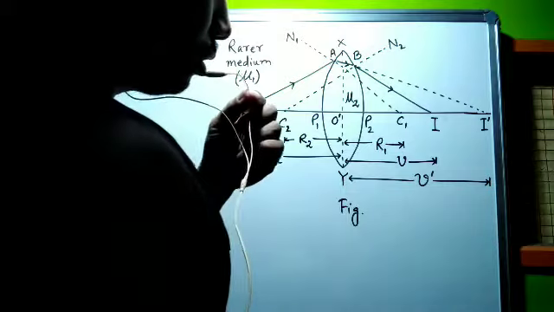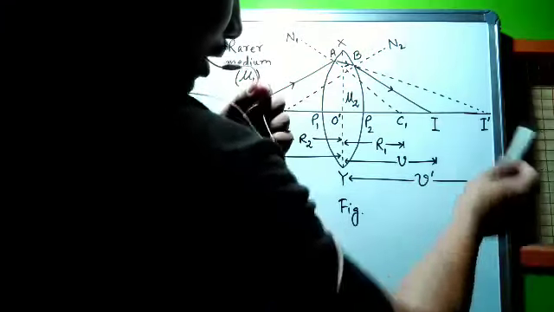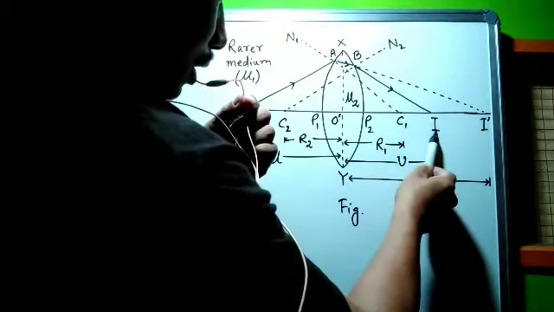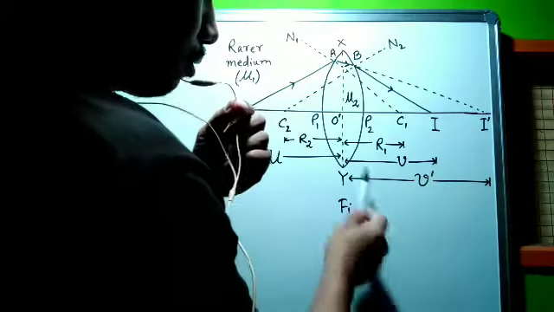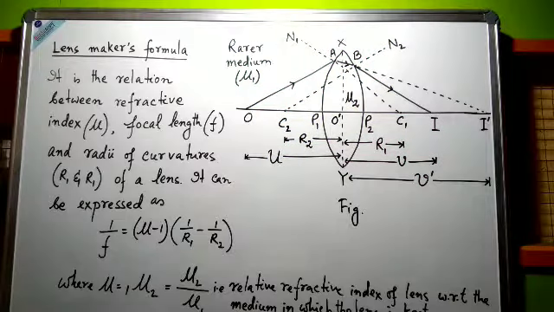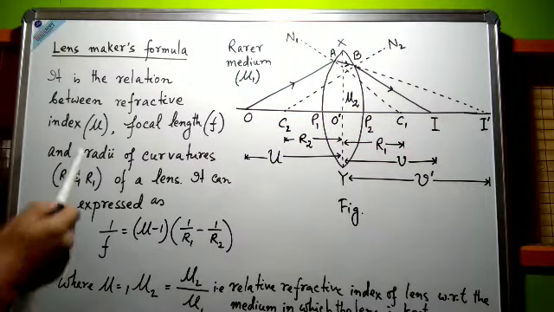XP2Y for the virtual object I1, and v represents the distance of the final image I from the optical center. So, the Lensmaker formula may be defined like this.